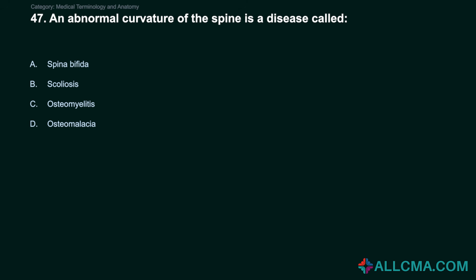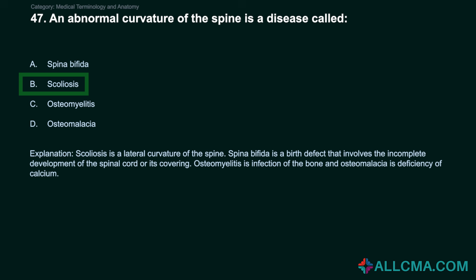47. An abnormal curvature of the spine is a disease called: A. Spina bifida. B. Scoliosis. C. Osteomyelitis. D. Osteomalacia. Correct answer, B. Scoliosis. Scoliosis is a lateral curvature of the spine. Spina bifida is a birth defect that involves the incomplete development of the spinal cord or its covering. Osteomyelitis is infection of the bone and osteomalacia is deficiency of calcium.